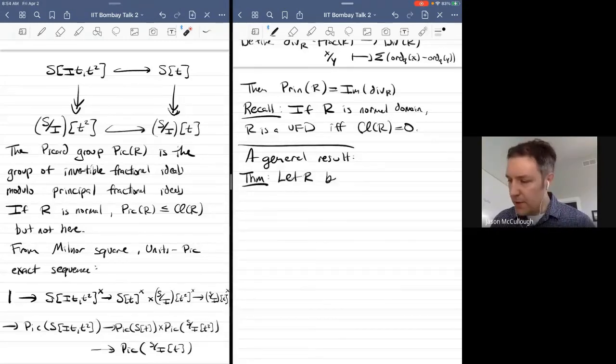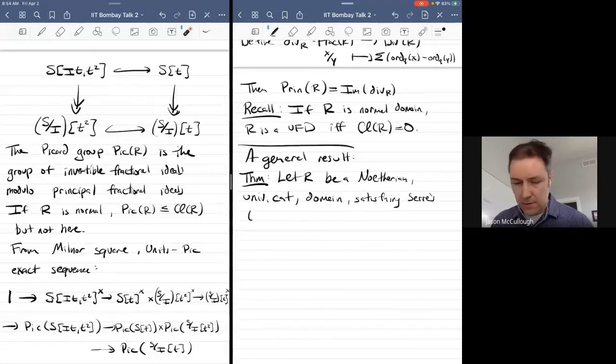So let R be a Noetherian, universally catenary domain satisfying Serre's R1 condition. So when I localize at all height 1 primes, I get a regular domain.